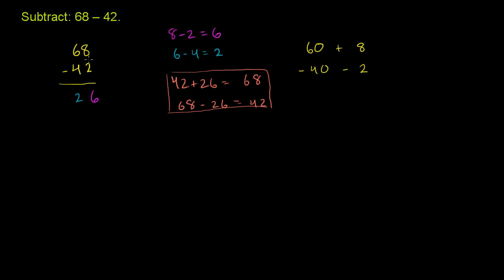And so you could view this as really two separate problems. In the 1's place, you have an 8 minus 2. And that's exactly what we did over here. You have a 6. And then in the 10's place, you have a 60 minus 40, which is 20. So you end up with 20 plus 6. And you know that that's the same exact thing as 26.